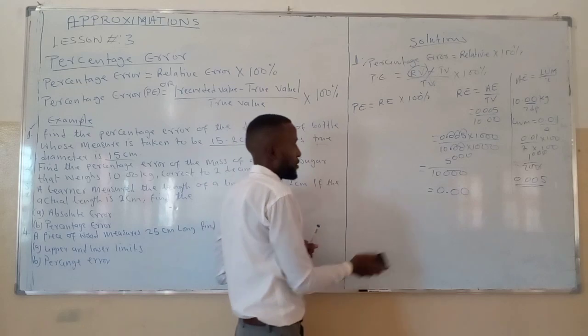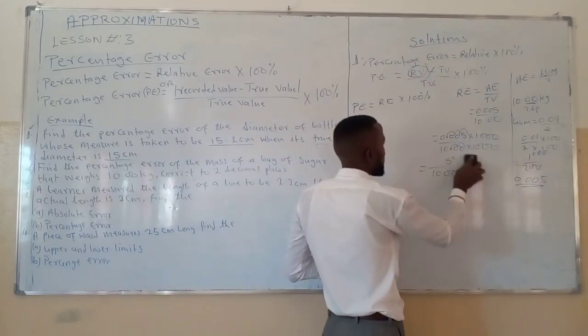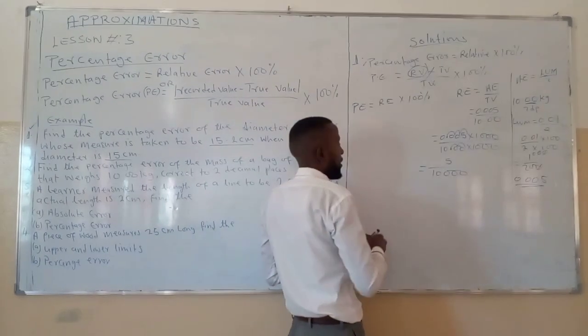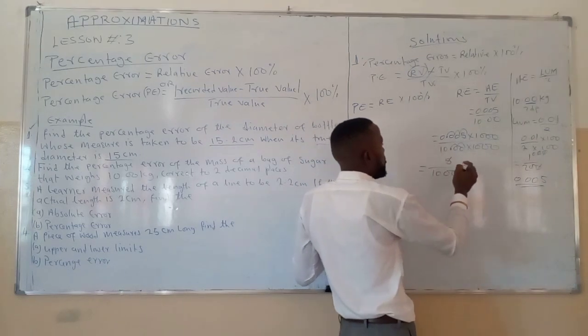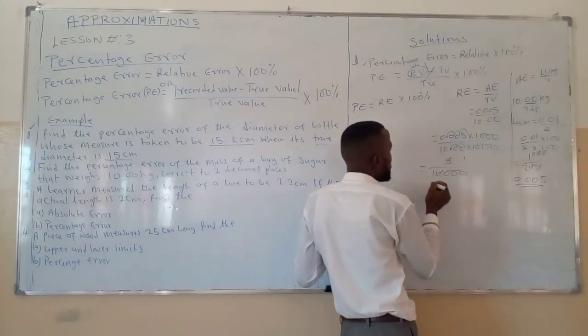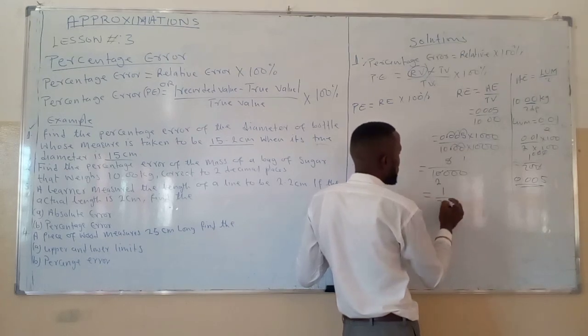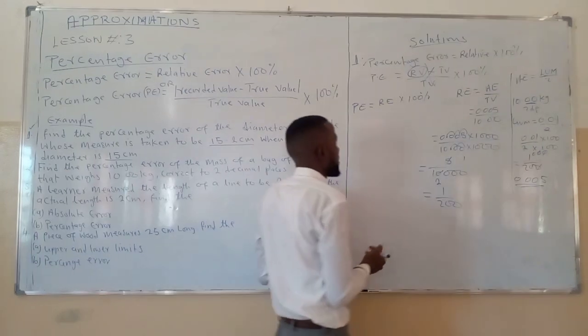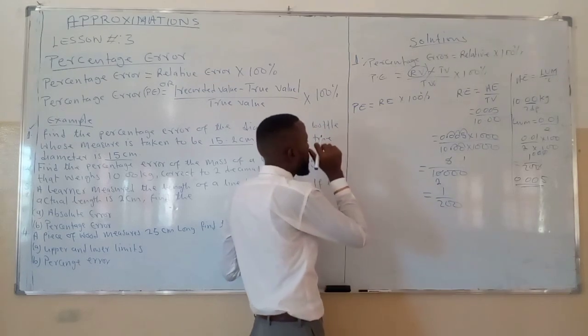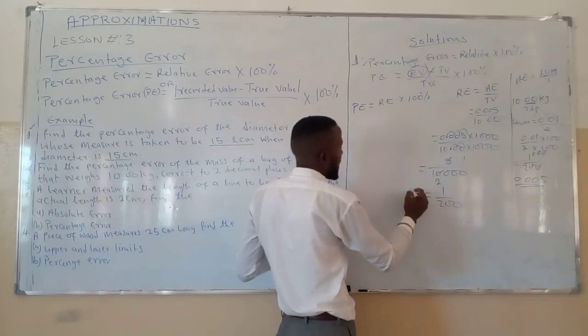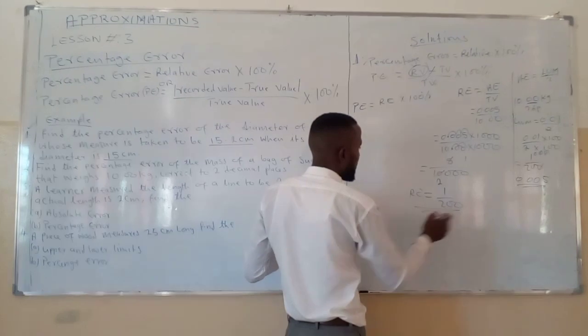Let us not use this method, but instead let us use this method. Okay. 5 into 5 is 1. 5 into 10 is 2. So I simply have 1 over 200. That is the easy way to do it. So now we have found what my relative error is. This is my relative error.